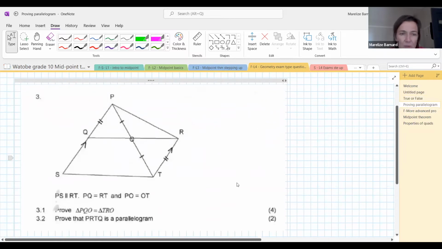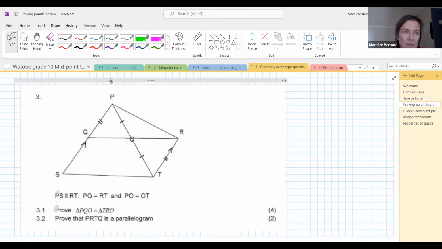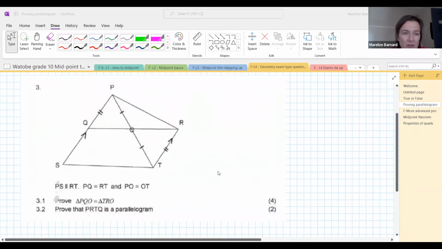Let's do this next one where we have to prove that something is a parallelogram. These I got from past papers and stuff. So let's have a look.